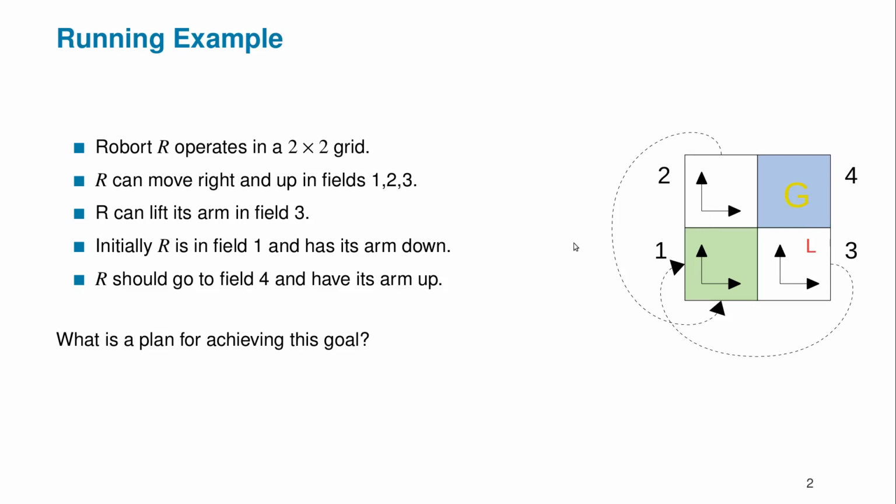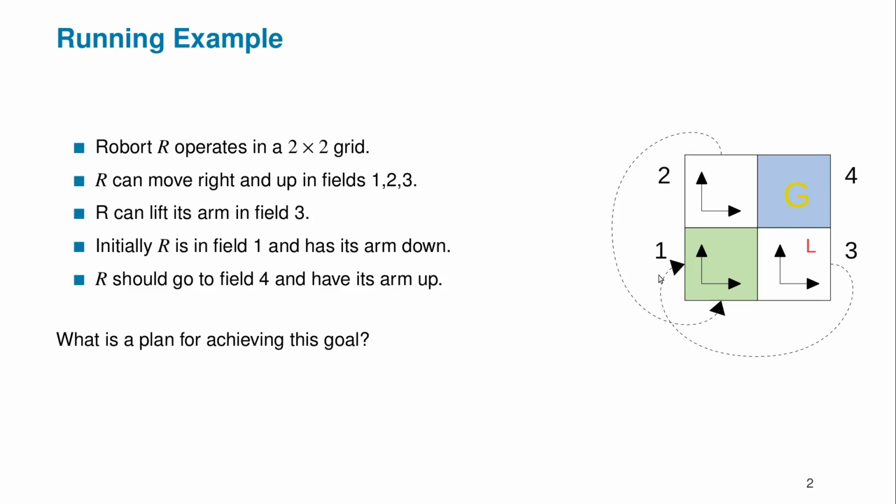Yeah? And the robot R can do several things. First of all, it can move right and up in the fields 1, 2, 3. So if it moves up in field 1, it ends up in field 2. If it moves up in field 2, it returns again to field 1. Yeah, so this dashed arrow here indicates that it wraps around. And the same in all fields. Yeah, and if it moves right in field 1, it ends up in field 3. If it moves right in field 3, it ends up in field 1 again.